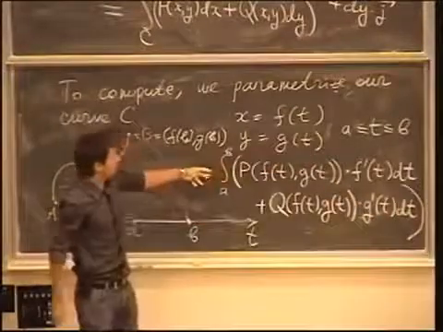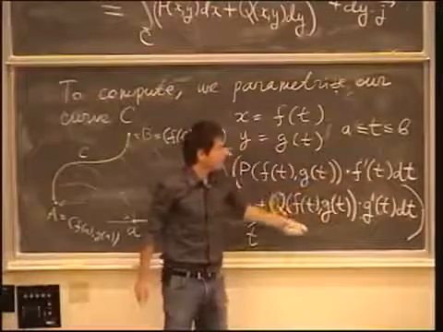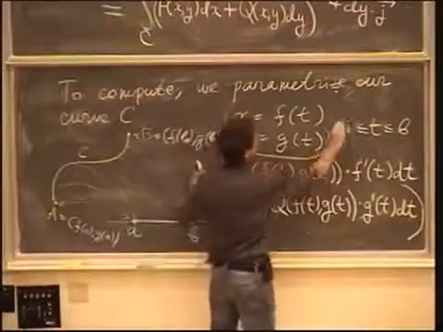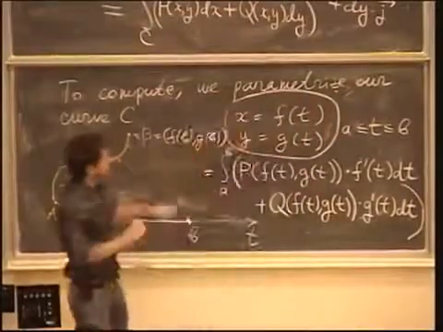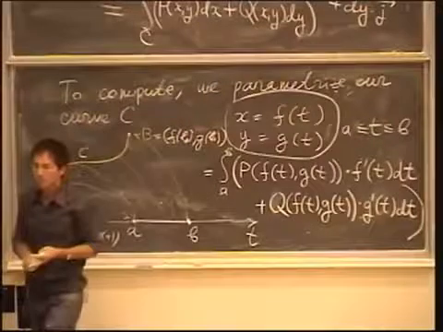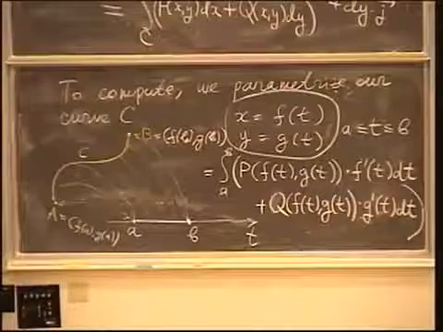Or if you will, you can write it as a sum of two integrals. This is the first integral, and this is the second one. But you see, by using the parametric form for this curve, I have been able to rewrite this integral, which involved x and y, as an integral in one auxiliary variable, namely t. Okay?